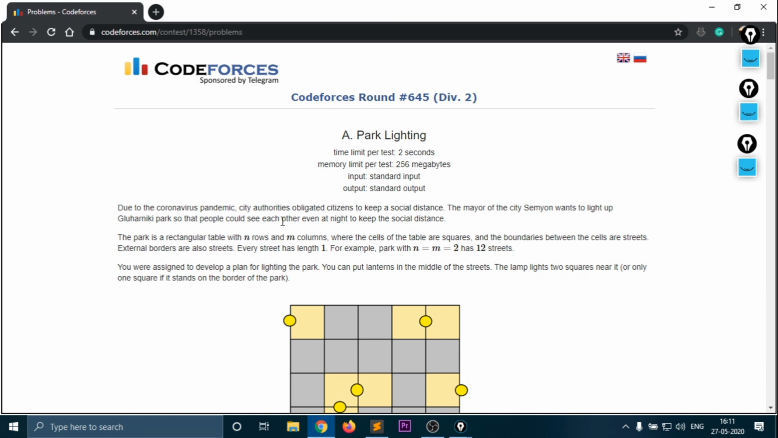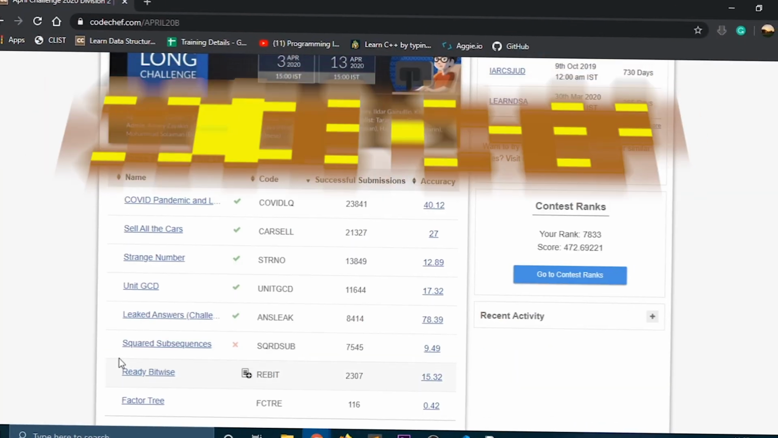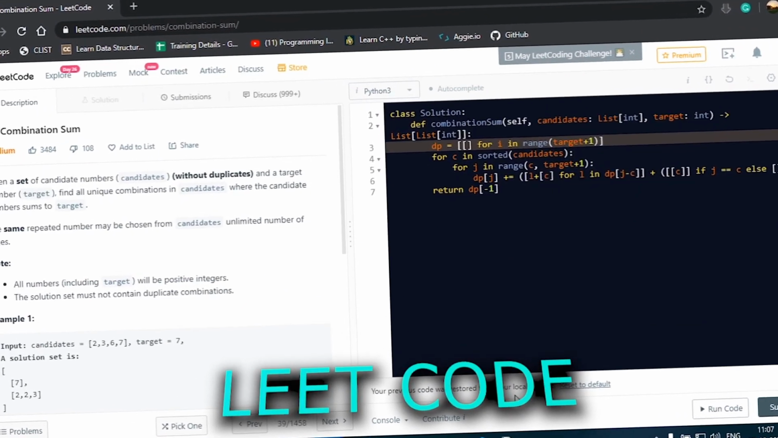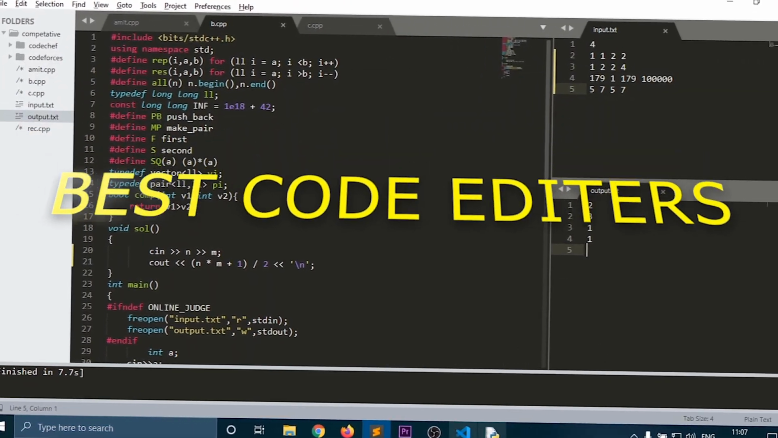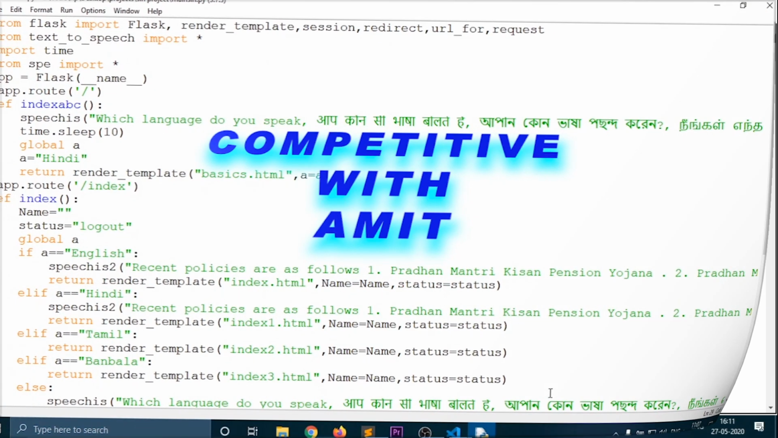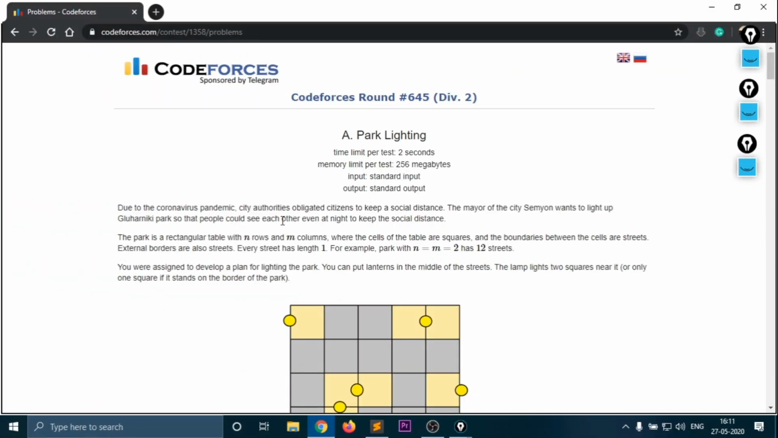Hello guys, today we'll discuss the problems of Codeforces Round 645 Division 2. We will discuss three problems. For timestamps you can check the description. The first problem was Parking Light.